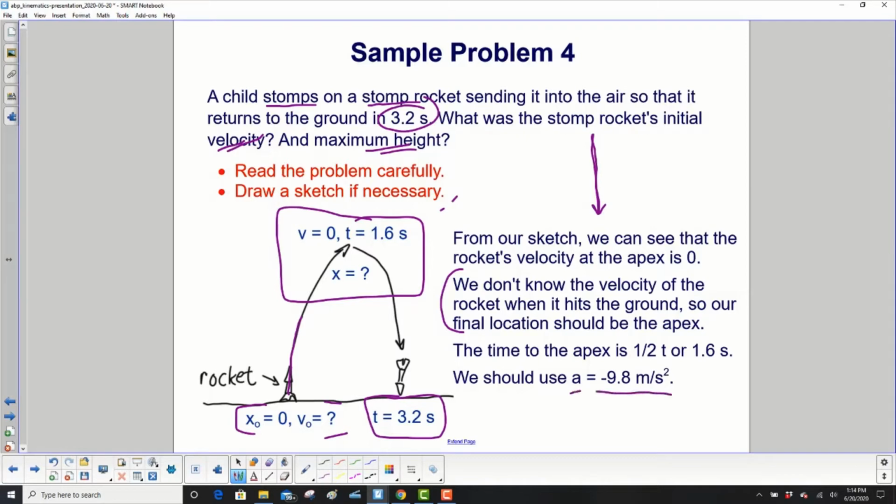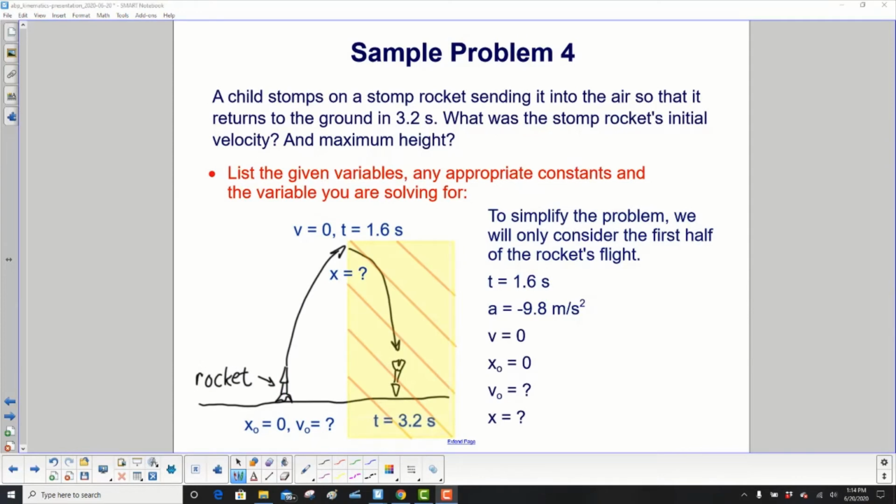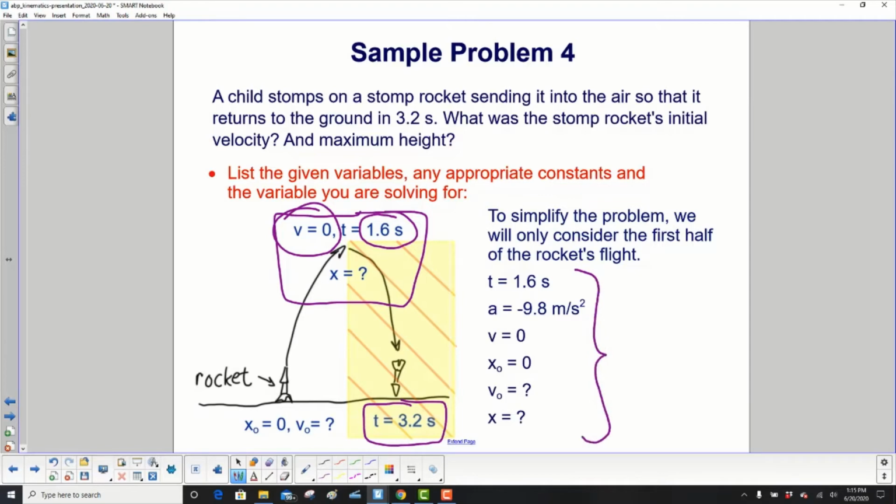What else do we know? We also know that the acceleration that this experiences is negative 9.8 meters per second squared at every point in the trajectory. And just emphasizing the point again, we know information about the top of our trajectory. At the bottom, we just know the time. So by saying it takes half the time to get up, half to come down, we now know the time up here, it's 1.6 seconds, and we also know the velocity, it's 0. So now we can list all our criteria here. So we knew a lot more than just the 3.2 seconds.